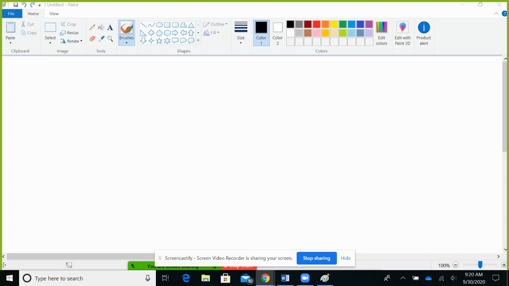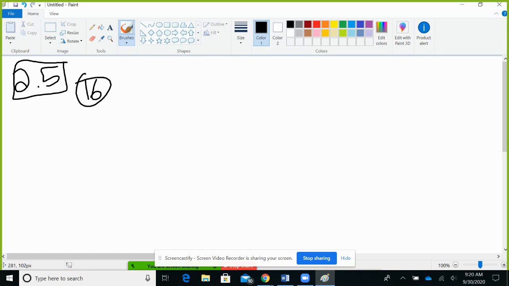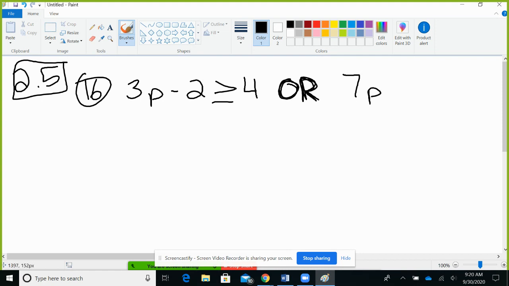All right, we're doing review for 2.5. First one we're going to start off with is a zinger. Number 16. 3p minus 2 is greater than or equal to 4, or 7p is greater than negative 28.